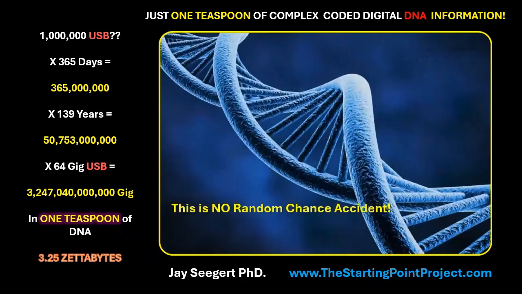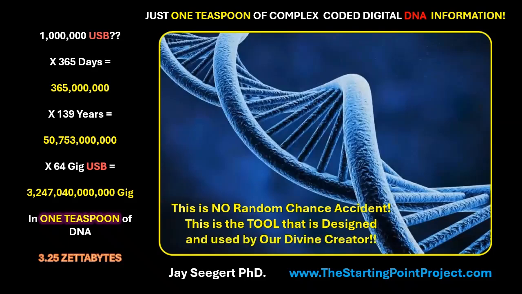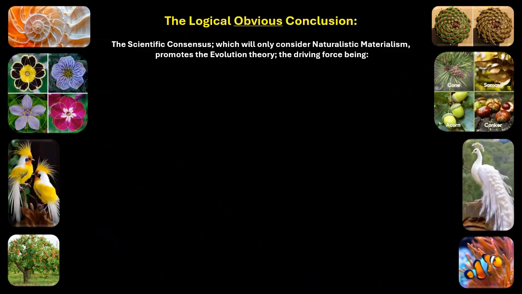Well, this is no random chance accident. It's obvious that this is designed because it's information. Information can only come from a mind. And this is the tool that is designed and used by our divine creator. The logical, obvious conclusion to me is that this is created, designed, planned for, forethought.